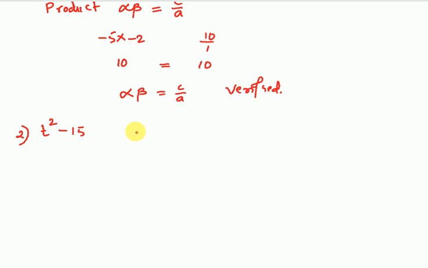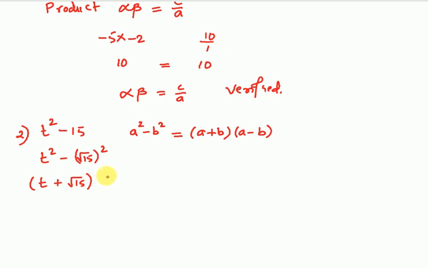That means it is of the form a square minus b square. So the factors of these are a plus b into a minus b. So what are the factors of this then? t square is the square of t. 15 is the square of root 15, whole square. So a is t and b is root 15. So what are the factors? t plus root 15 into t minus root 15. These are the two factors of this polynomial t square minus 15.